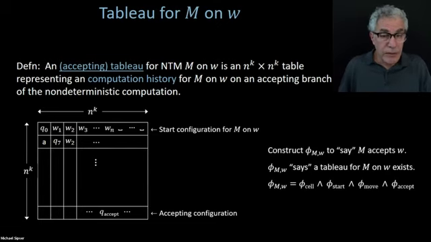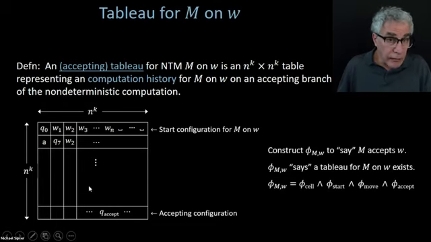I hope you got your question answered as to why the total number of columns is n to the k, because it's just big enough to fit all configurations if the machine's running for at most n to the k steps, which is what we're assuming.